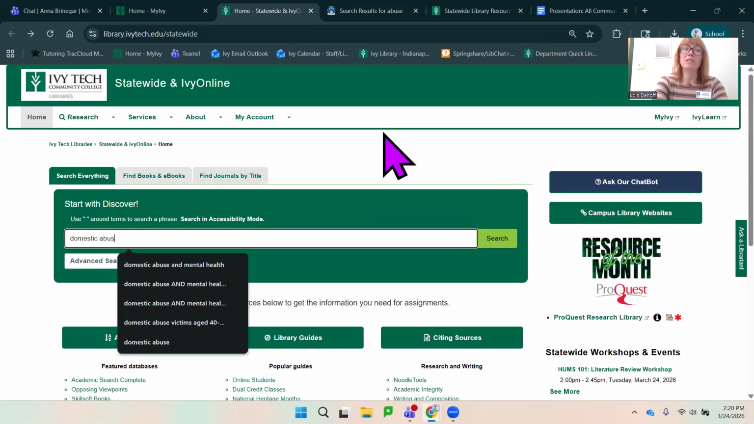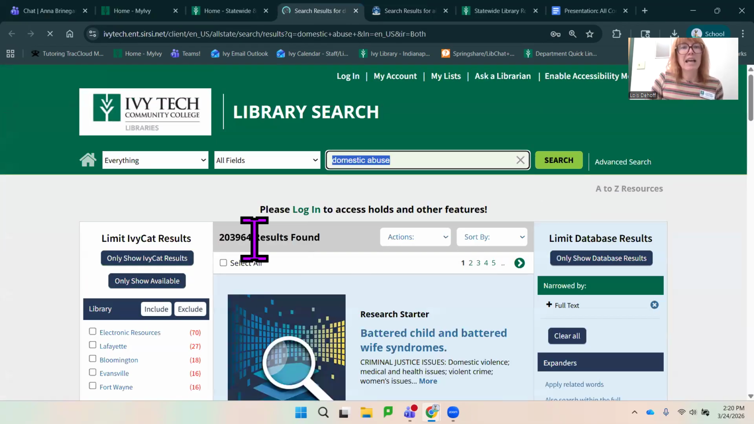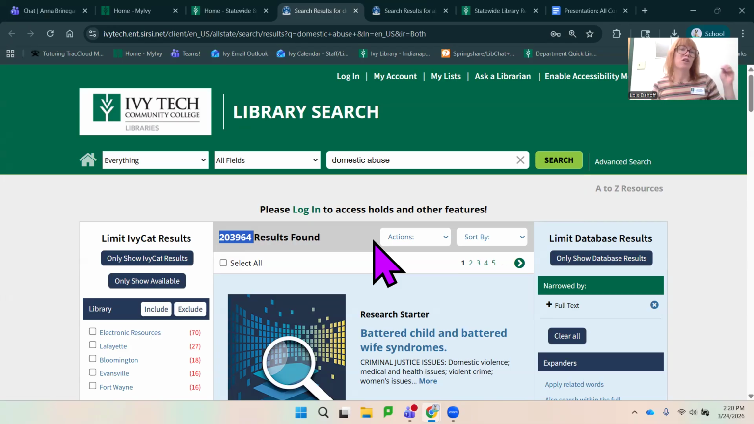Maybe I'll start talking about domestic abuse. Okay. So I've now controlled the type of abuse that I'm looking at, not just all the types that exist. And now when I click search, I get 203,000 results, which is such a huge difference between the 5 million that I get with abuse versus the 203,000 that I get with domestic abuse.